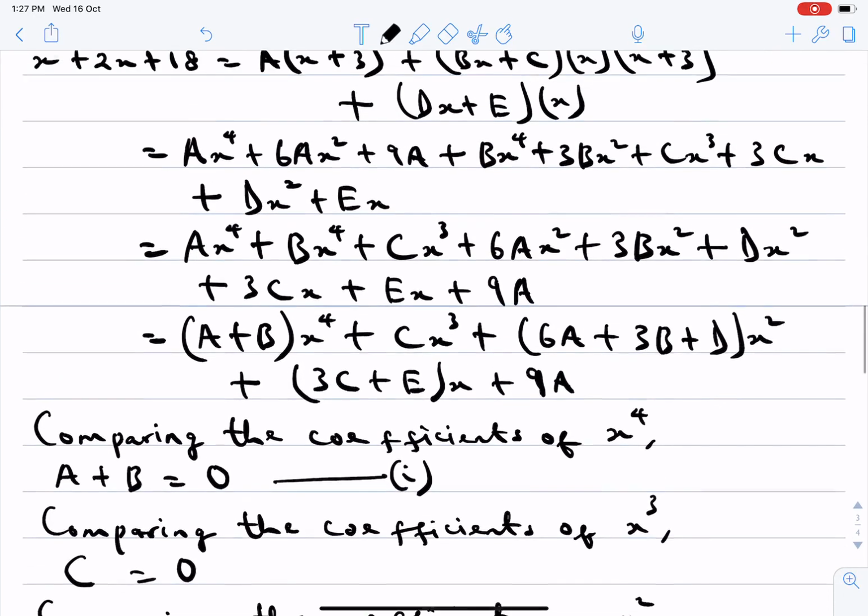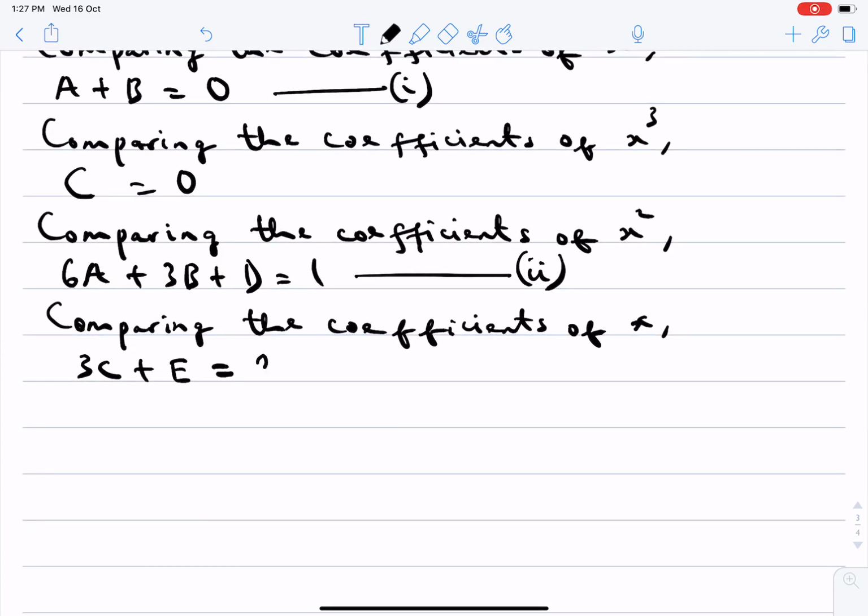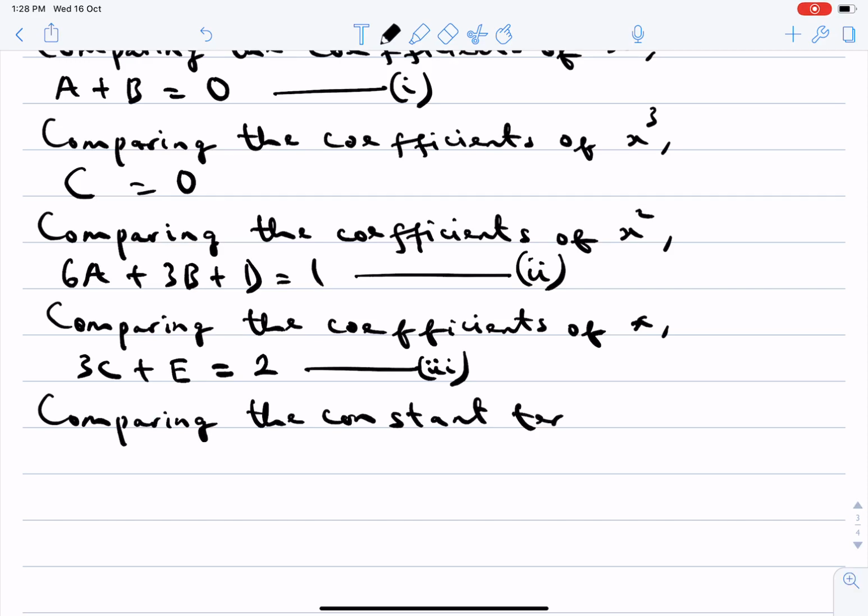And the coefficient of x on the left hand side is 2. That means 3c plus e is equivalent to 2, and that's equation 3. Now comparing the constant terms.